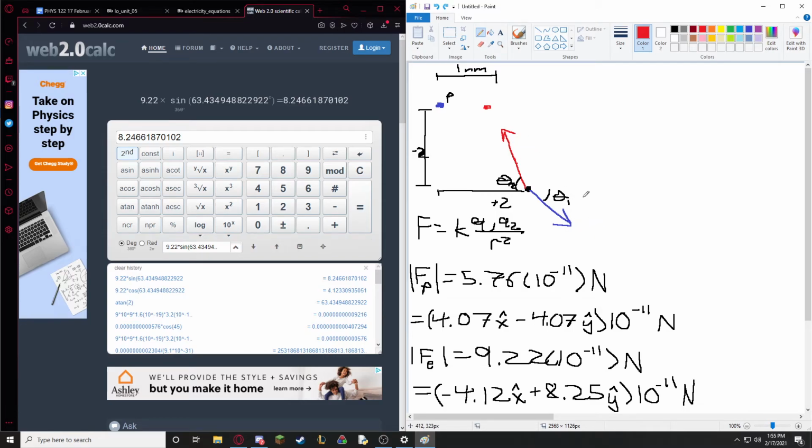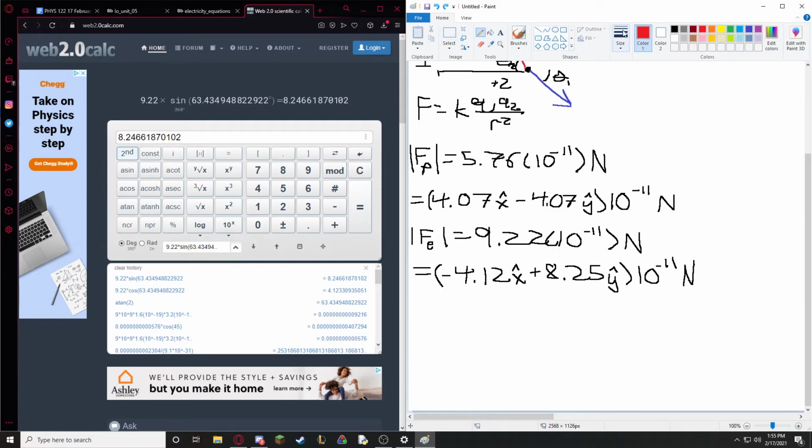But mathematically, we can draw a visual image, but we don't know what the values are. Mathematically, you just add the x components together and the y components together. Exactly. Yep. So mathematically, all we have to do is add our x and y components together. So F net, we'll call it F alpha, the force acting on the alpha particle. We're going to add our forces together.